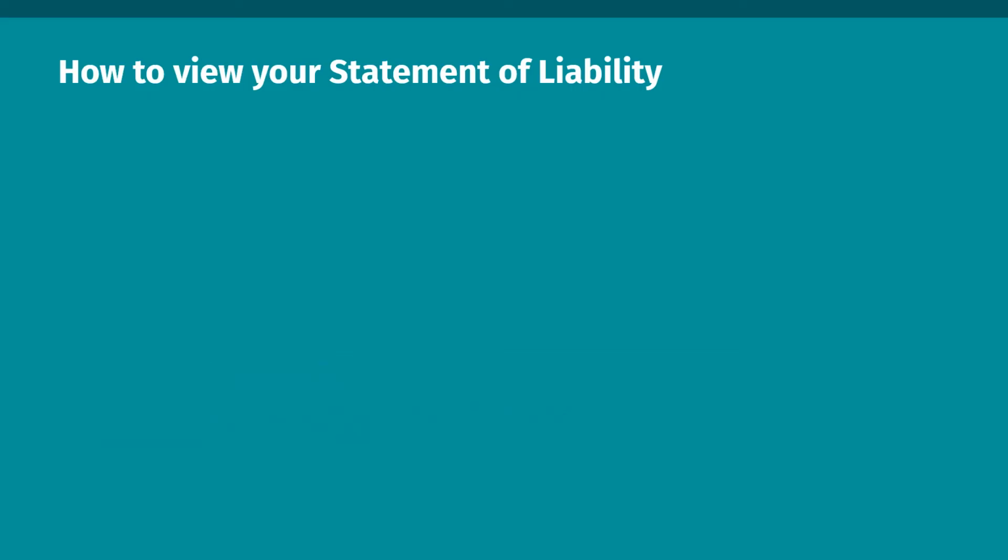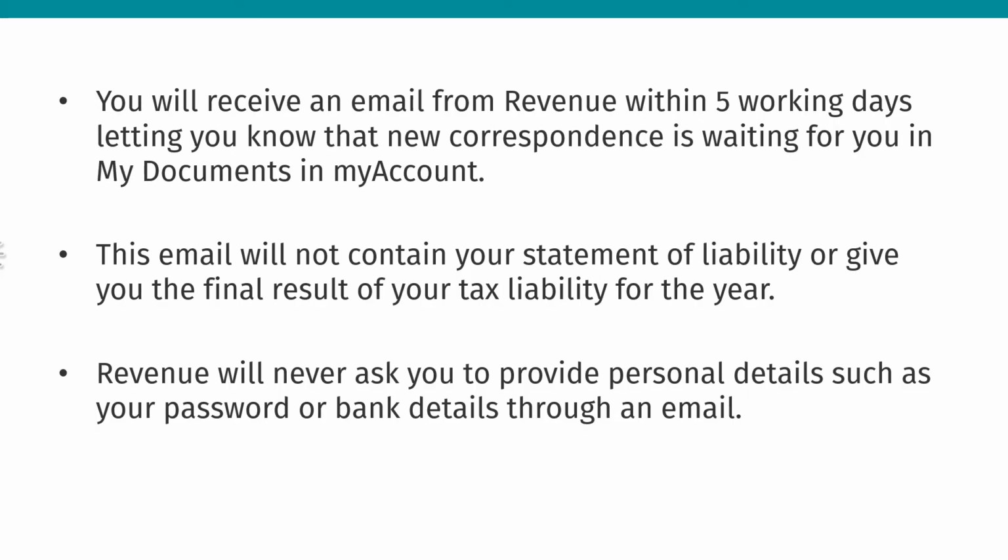How to view your statement of liability. You will receive an email from Revenue within 5 working days to let you know that new correspondence is waiting for you in My Account. This email will not contain your statement of liability or give you the final result of your tax liability for the year. Revenue will never ask you to provide personal details such as your password or bank details through an email.